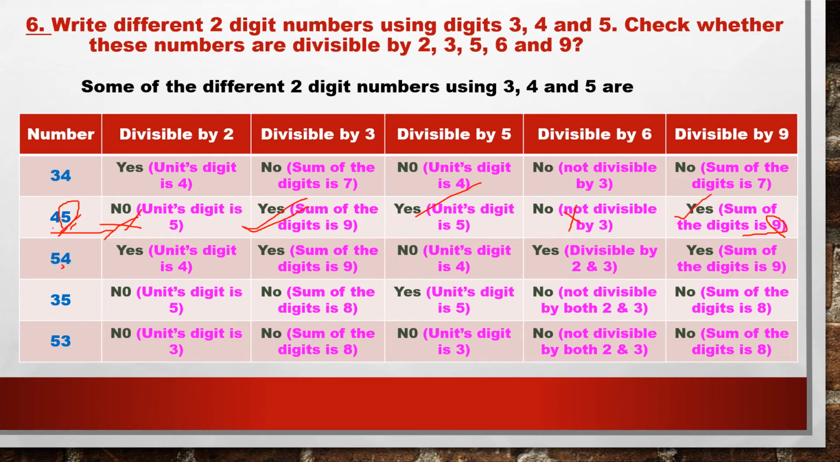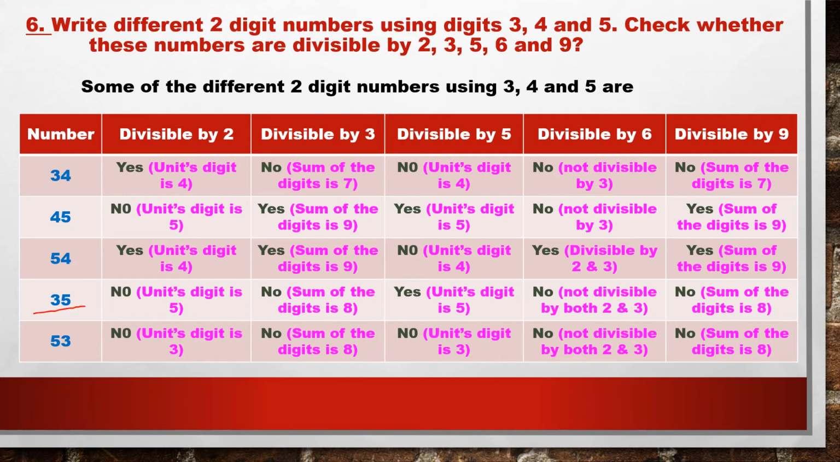54, last digit is 4, so it will go in 2 table. Summation is 9, so it will go in 3 table. Last digit is not 5 or 0, so it will not go in 5 table. It is divisible by 2 and 3, so it is divisible by 6. As the summation is 9, it is divisible by 9. Okay. So next one is 35.